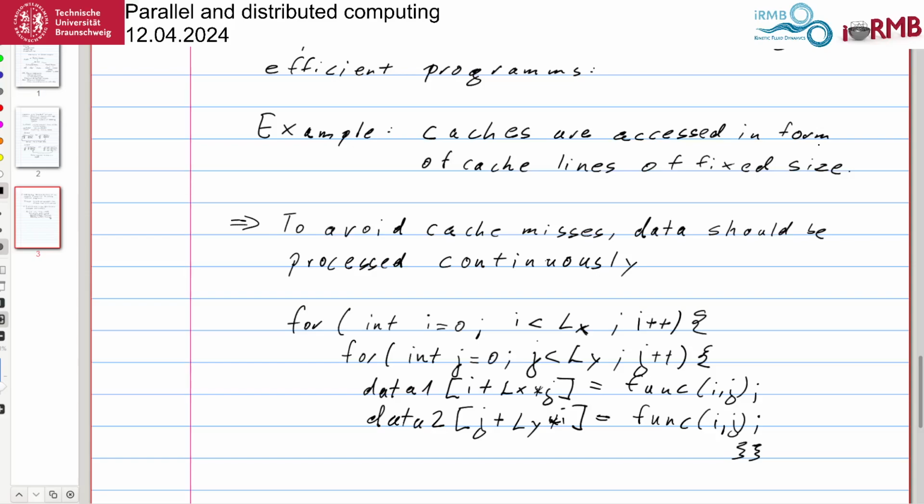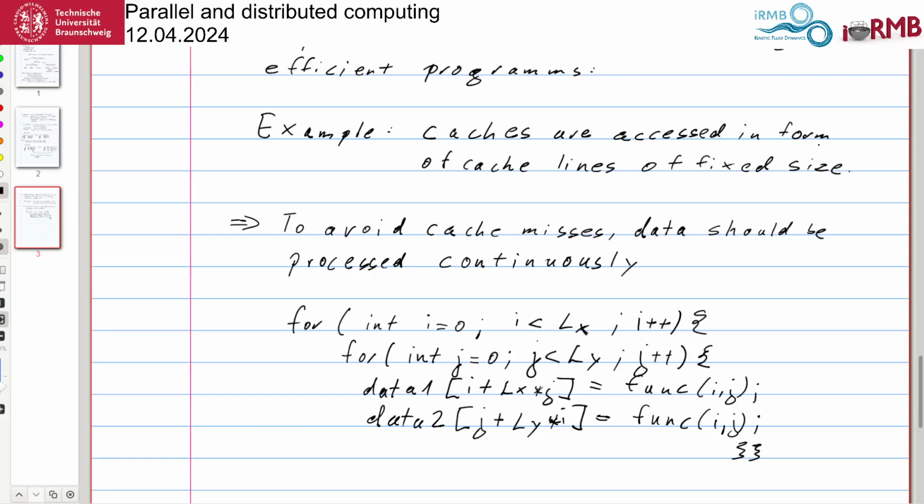So I think the first one is worse. Why is the first one worse? Because the second loop is the one that runs continuously, and it jumps like Lx every time. So the inner loop is the one that is processing the fastest. The fast loop is the j loop, so it jumps by Lx in every step. If this is longer than one cache line, it has to read a new cache line every time, or it has to write a new cache line every time.